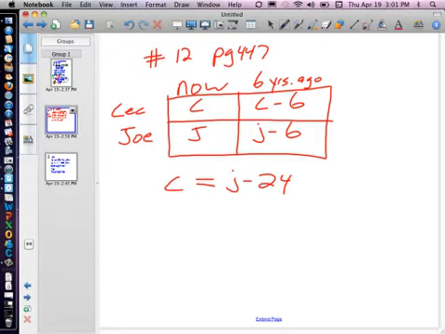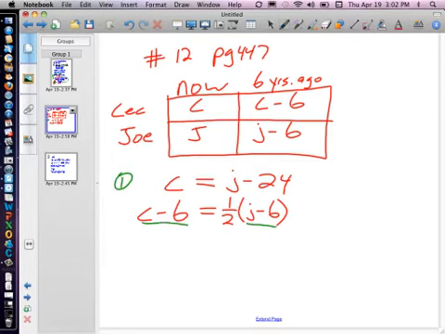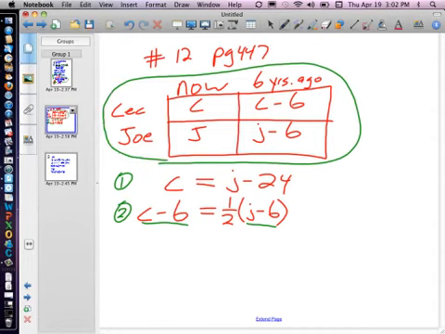Okay, now let's read the second sentence. 6 years ago, she was. Well, "was" is an equal sign. Was and is, these are both equals. 6 years ago, she was half as old as he was. Half as old as he was. The biggest mistake, like I said, would be for someone to throw a J in here instead of the J minus 6, or a C here instead of a C minus 6. Both common mistakes. So it's really important to make this little now and then chart.